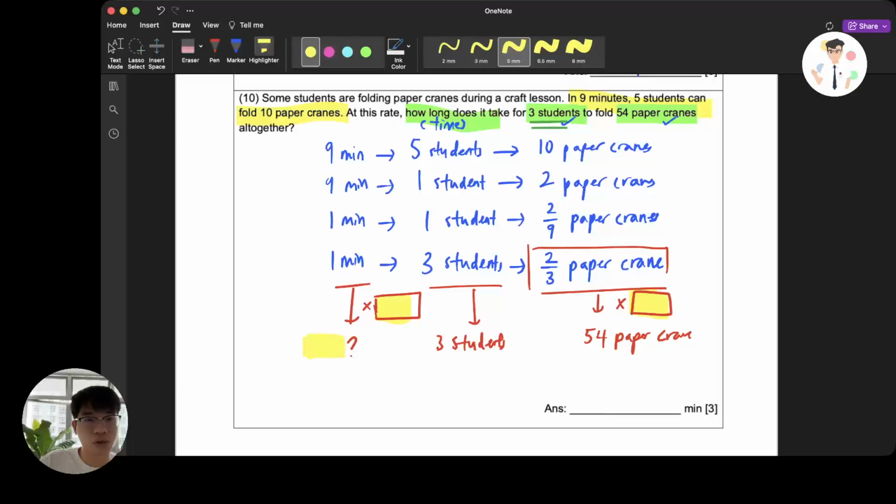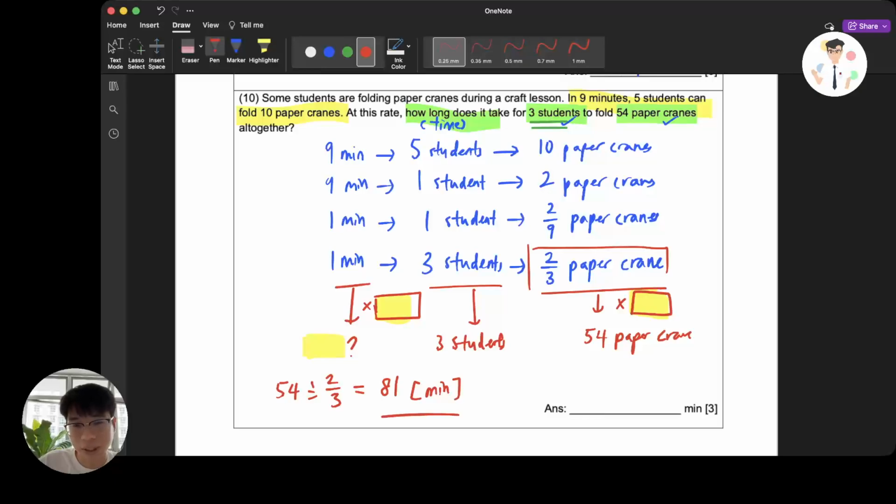So 2 over 3 times what becomes 54? Or in simple terms, we can say 54 divided by 2 over 3. What will it be? You have not learned dividing fractions, so at this P5 level, you can just press the calculator, 54 divided by 2 over 3, and you should get the answer 81. That basically means that we need 81 minutes for 3 students to fold 54 paper cranes. So the answer is 81. That's it, we are done.